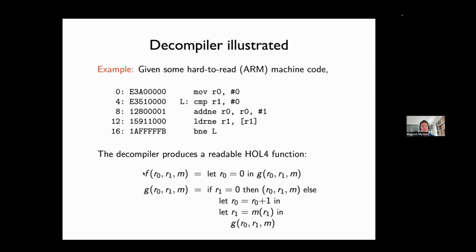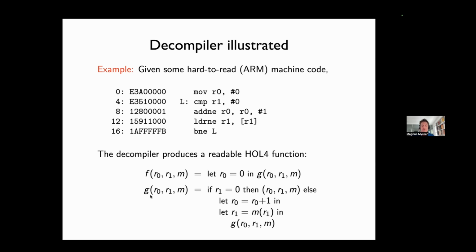The first one is the description of the entire block of code, and one should read it as follows. Suppose we get input register 0, the value of register 0 is R0, R1 is the value of register R1, and then we have memory modeled by M. First thing the code does is to move 0 into R0. Okay, so then in the output, it becomes a let expression. And then it calls G, which is this loop. You see there's a loop between these.